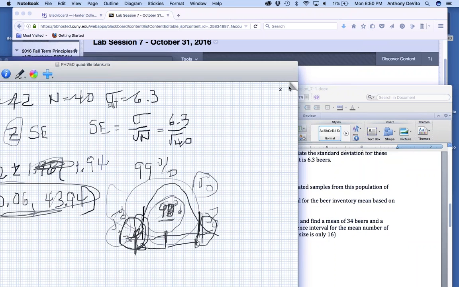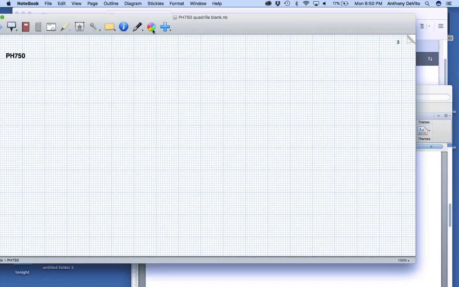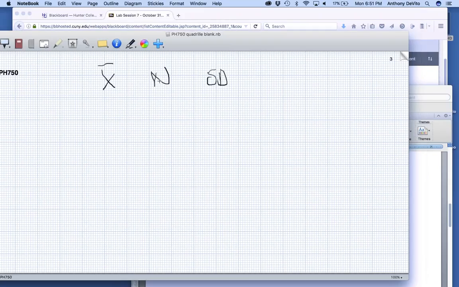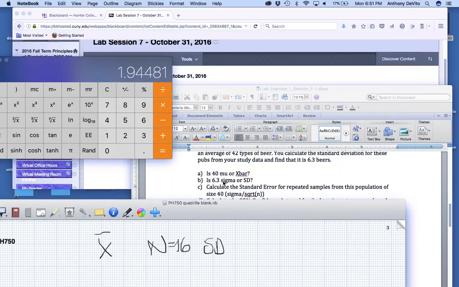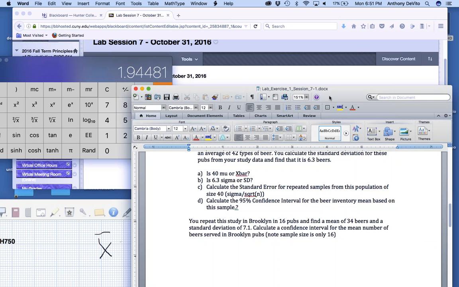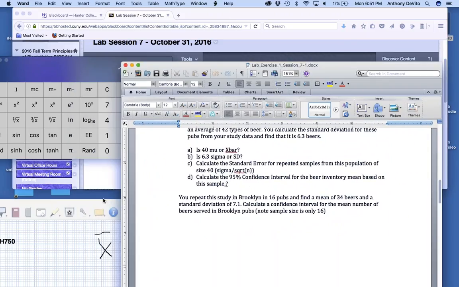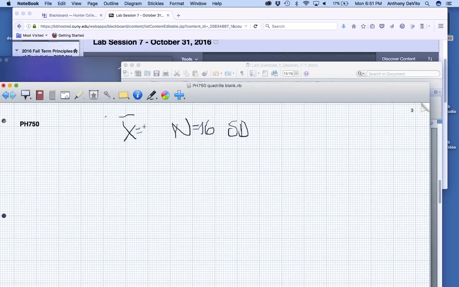Okay, I'm going to get a new page. Okay, here's our new page. We've got X bar, a sample size, and a standard deviation. Sample size is equal to 16. Our mean was equal to, I believe, 34, and our standard deviation is 7.1. So our mean is 34 and our standard deviation is equal to 7.1.